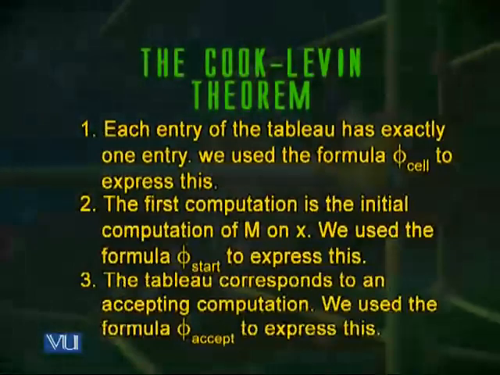The third component was that the tableau corresponds to an accepting computation. We use the formula phi sub accept to express this. How did we do that? Phi sub accept, we also did it in the last lecture. It was just an OR of several variables, and it was just saying that somewhere in the tableau I must see an accept state.